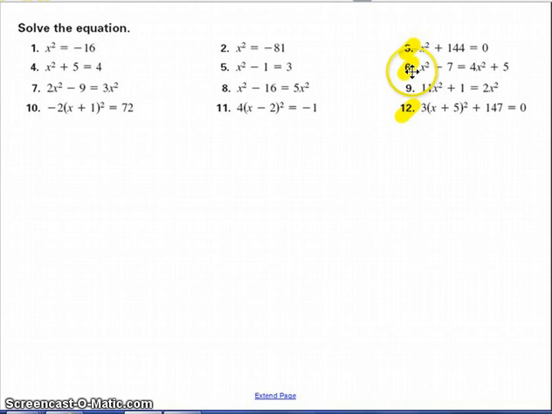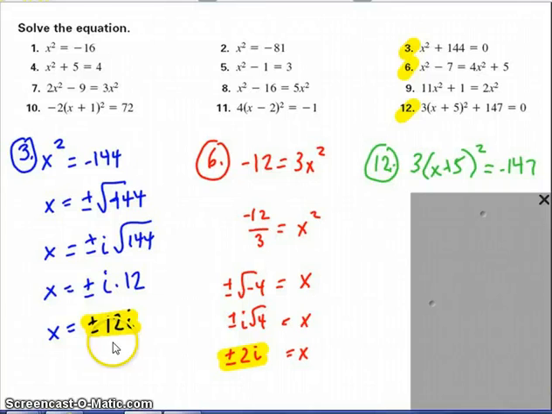I want you to try to do 3 and 6 and 12 all by yourself. Hit the pause button. When you come back, I'll show you the answers. Okay, I'm going to assume that you've worked out all 3 of those. I'll show you the answers for 3 and 6, and then 12 is a little more complicated. I'll walk you through that one. There are the answers for 3 and 6. You should have gotten plus or minus 12i for 3, and plus or minus 2i for question 6.